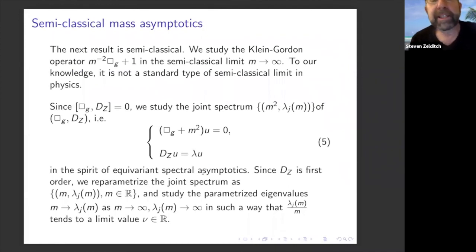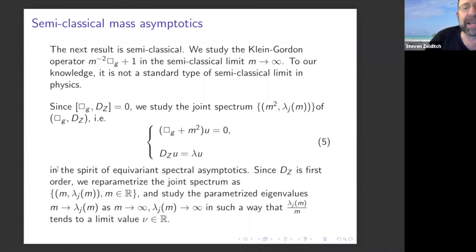Okay, so here's a strange result where we're going to treat the mass as a semi-classical parameter. To my knowledge, nobody's ever done it before, not that it's difficult to do. We take the Klein-Gordon operator, box plus m squared, and divide it by m squared, making it m to the minus 2 box plus 1. Well, that m to the minus 2 looks a lot like h squared in front of a Laplacian. So let's run with that and see what we get.